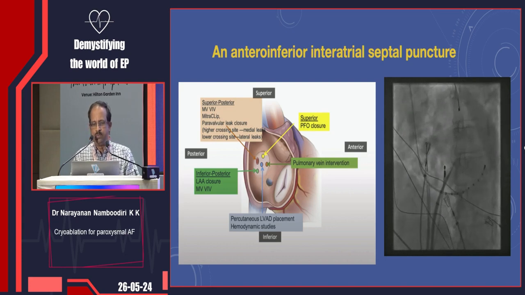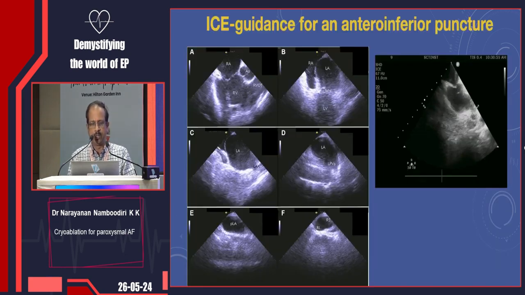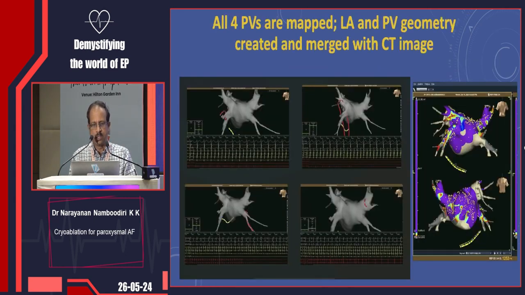We take an anterior inferior interatrial septum puncture, often with fluoroscopic guidance, but we also take ICE guidance to make it more accurate like this. The ICE reflects here, it's the LA appendage, so it is an anterior puncture. The indentation of the septum you can see. Based on the ICE, you can take whichever direction as needed. All four pulmonary veins are mapped, and the LA geometry is created.